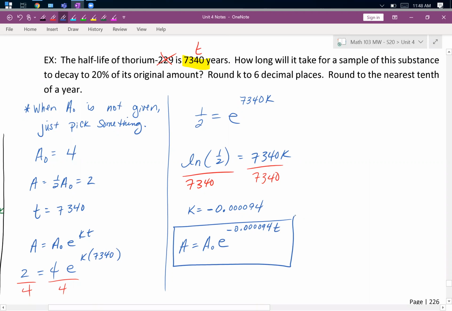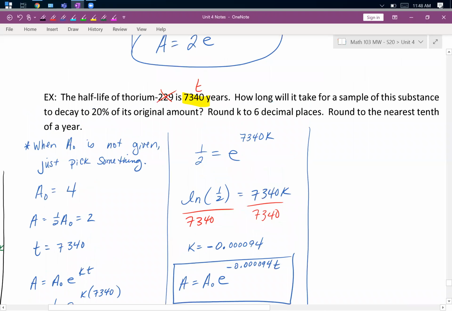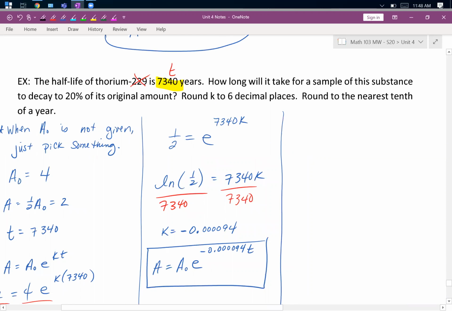Questions on obtaining this formula? Well, then let's use it to answer the question. The question is, how long is it going to take for a sample of this substance to decay to 20% of the original amount? We're going to have an a sub 0 and an a.